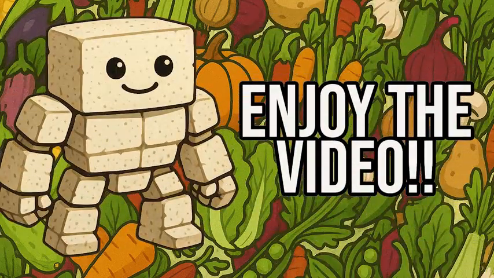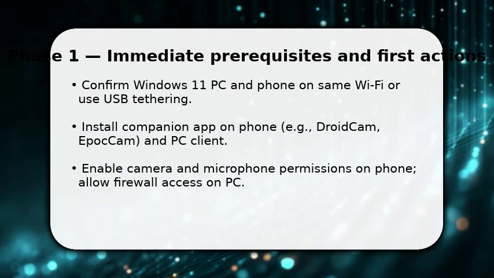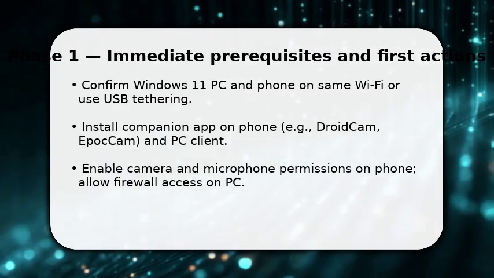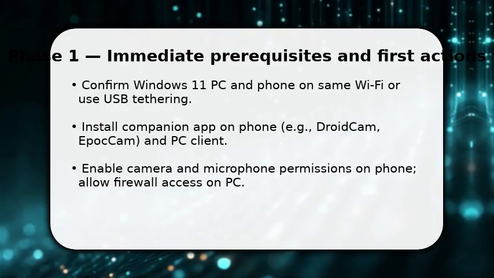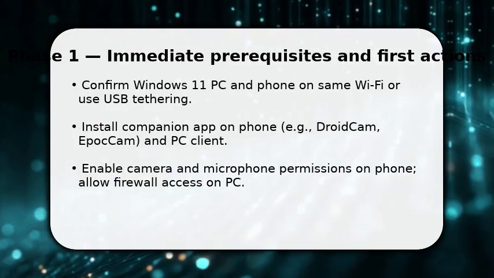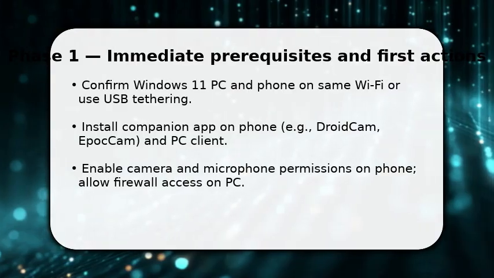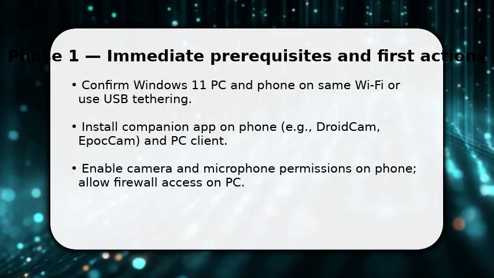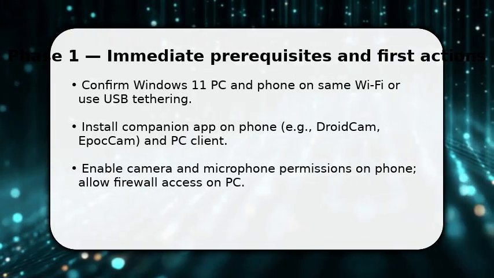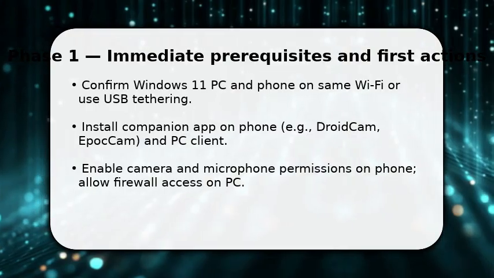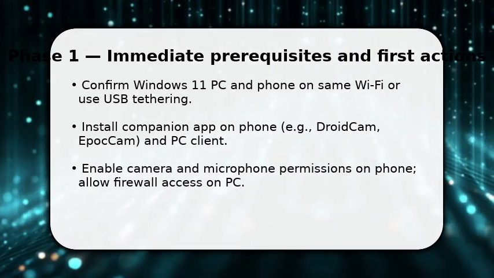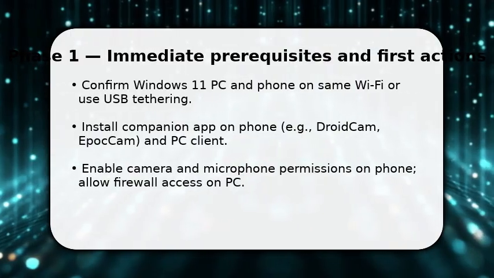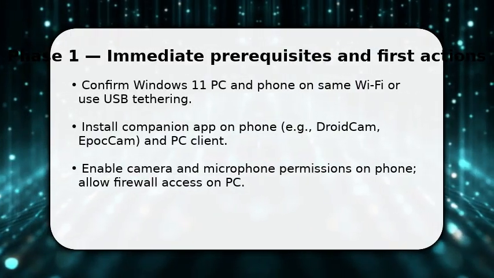Please enjoy the video. You start by getting both devices ready. Make sure your Windows 11 PC and phone are on the same Wi-Fi network or plan to connect via USB tethering. Install the companion app on your phone and the matching client on the PC, because the phone streams video while the PC receives it. Once done, grant camera and microphone permissions on the phone and allow the PC client through the Windows firewall so connections aren't blocked. This prevents permission errors before you proceed to pair the device.